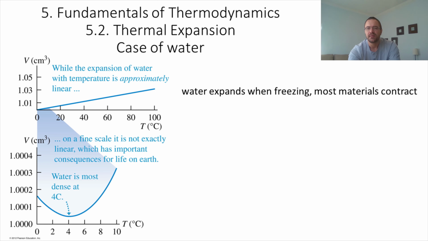What you can see on the graph is the volume of water as a function of temperature. In the top graph, you see that the volume increases when you increase temperature, right? Completely normal. But on the bottom graph, you see a zoom in the region near 0 degrees Celsius. Right? And you can see that between 0 and 4 degrees, the volume decreases with temperature. This is a tiny effect. We really need to zoom on the graph to see it, but it has some important consequences.